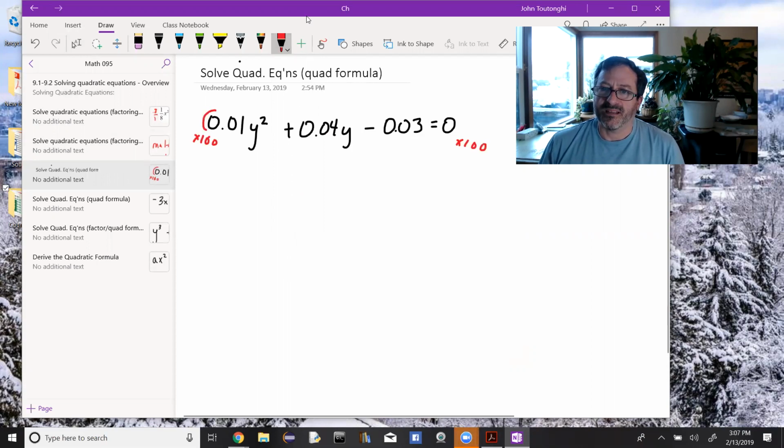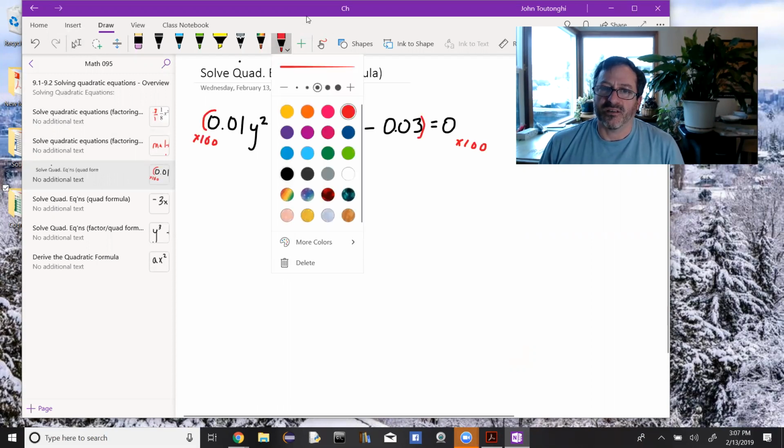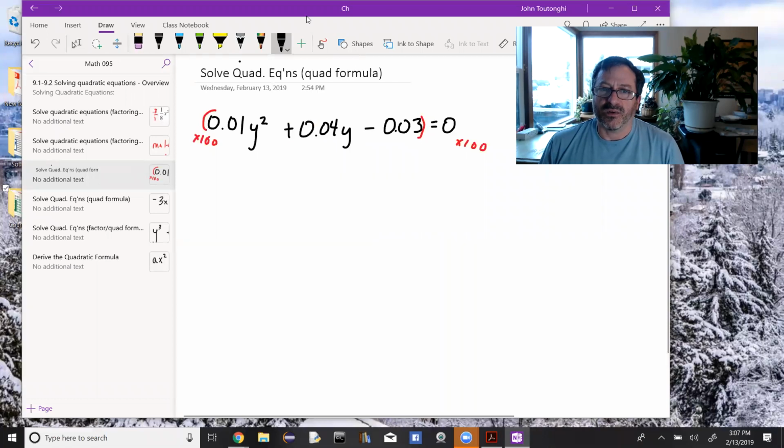And when I multiply the left side of the equation by 100, all three of the decimals are going to go away. We're going to get y squared plus 4y minus 3 equals 0. 100 times 0 is still 0. I would think about factoring this, except factors of 3 that add to 4, well, 1 and 3 do, except I notice their signs have to be different. So you're never going to get a negative 1 and a positive 3 to add to positive 4. So this does not factor.